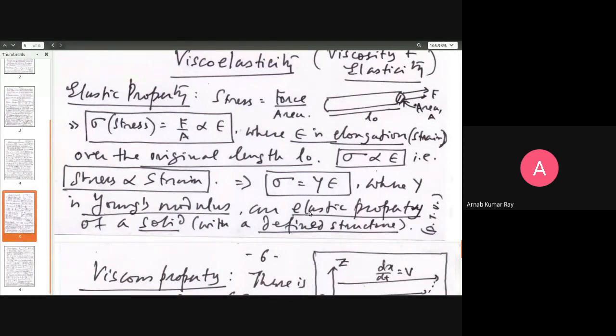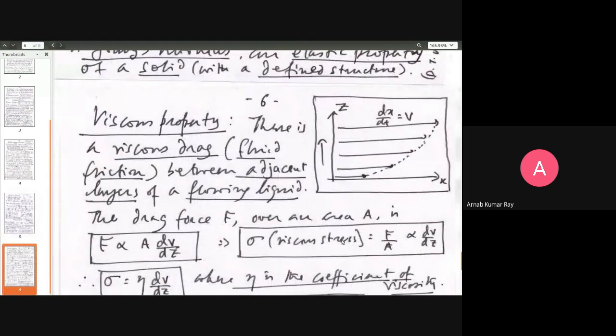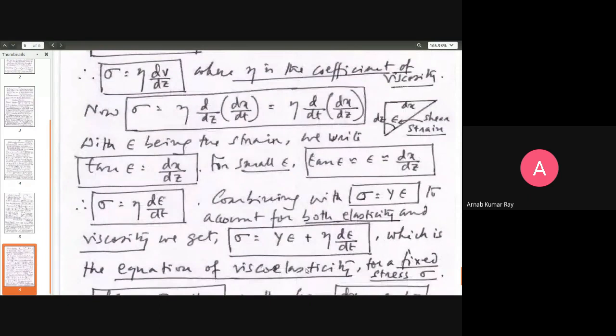So what is the major difference between a solid and a liquid? In the case of a solid and a liquid, the first major difference is that a solid has a defined structure, a liquid doesn't have a defined structure. A liquid assumes the shape of the vessel in which it is put. So if you turn over a glass full of water, the water will flow out. But otherwise, the water will assume the shape of the glass and stay put inside the glass. So that is what it is.